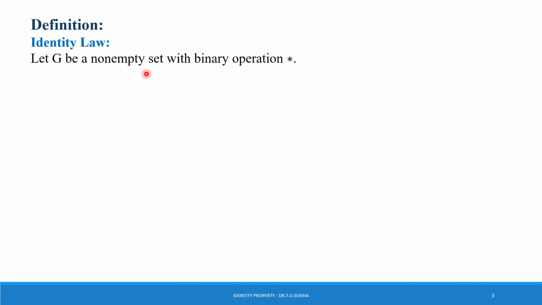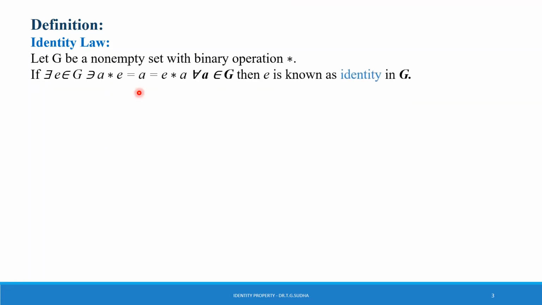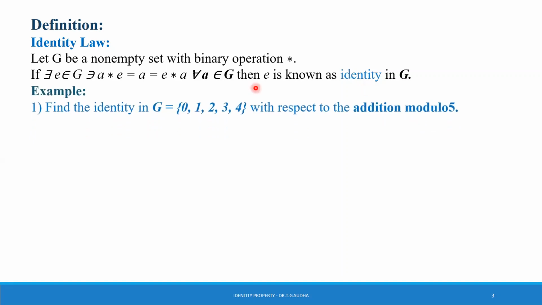Let G be a non-empty set with binary operation star. If there exists E belongs to G such that A star E is equal to A equal to E star A for all A belongs to G, then E is known as the identity element in G. So let us see examples.